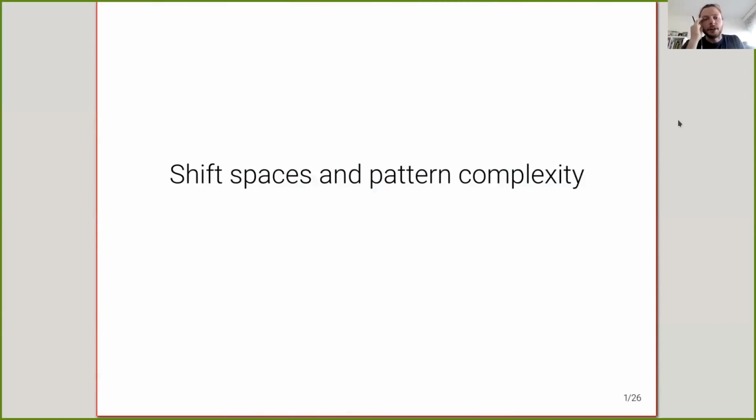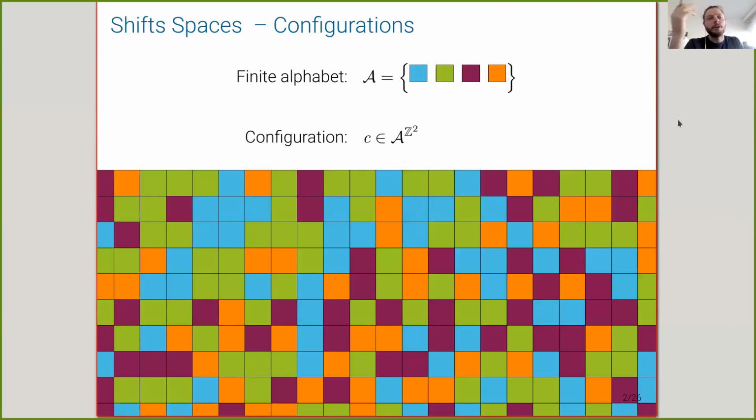So I will start by introducing what shift spaces are. I would guess that most of you already know, but just in case. I start by taking a finite alphabet, or colors, and what I will call a configuration is just a coloring of Z2 with this finite alphabet. So here is an example.